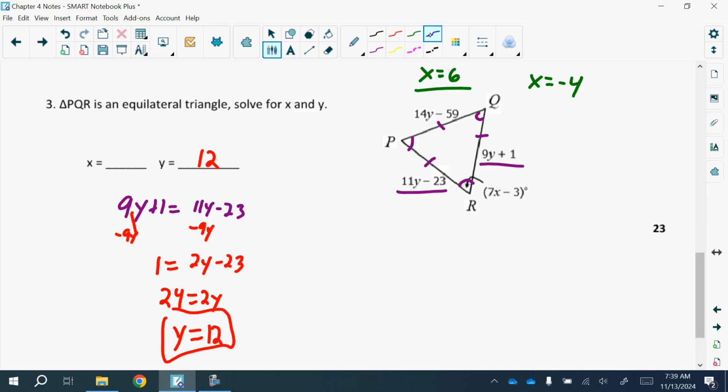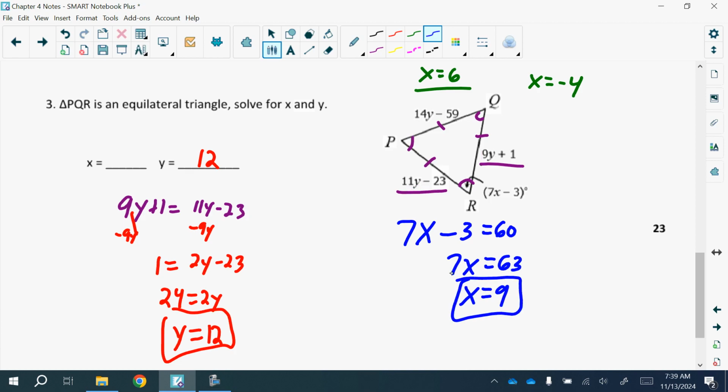Now to solve for x. It's equilateral, therefore it's equiangular. Therefore, we know each interior angle will be 60 degrees. So take 7x minus 3 and set it equal to 60. Now I get 7x equals 63. Divide by 7, I get x equals 9.